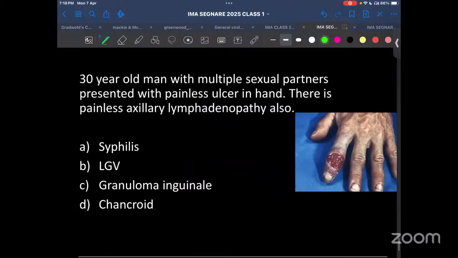A 30-year-old man with multiple sexual partners presented with a painless ulcer in the hand. There is painless axillary lymphadenopathy also. So what is the diagnosis here? Come on, you can answer in the chat box. It is a simple question. He presented with a painless ulcer in the hand, and there is also painless axillary lymphadenopathy.